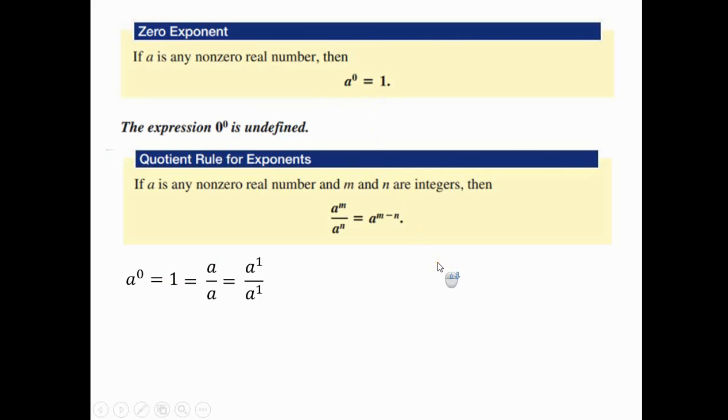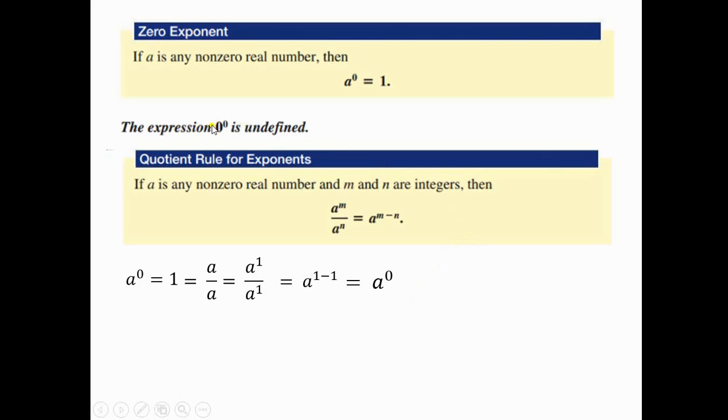All right. And we also know that A over A is 1 because any number divided by itself is 1. And then we also know that any number can be represented exponentially by taking that number and raising it to the first power. So A over A is A to the first over A to the first. Now let's apply the quotient rule here, which is: keep the base, subtract the exponent of the denominator from the exponent of the numerator, and we get A to the 0. So there we go. It does hold with our rules.